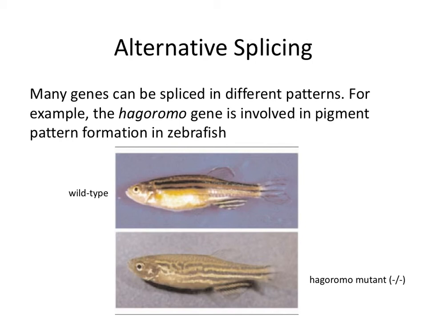In this case, these scientists were interested in understanding how pigmentation happens in the zebrafish. Here we've got a wild type fish. You notice all of these lateral stripes, hence the name. But if you have a mutation in this one gene called hagoromo, which I've been told in Japanese means dress of the gods, I'm not Japanese, so that's what I was told, correct me if I'm wrong, what happens to the pigmentation pattern?